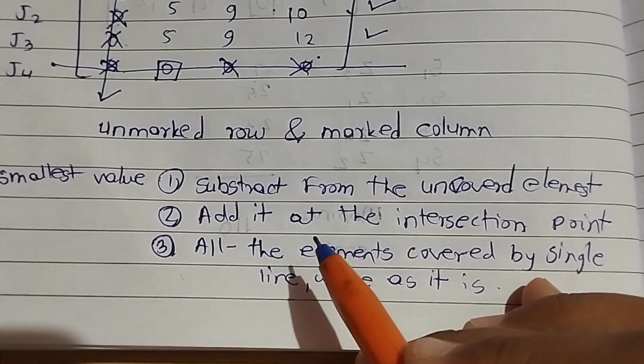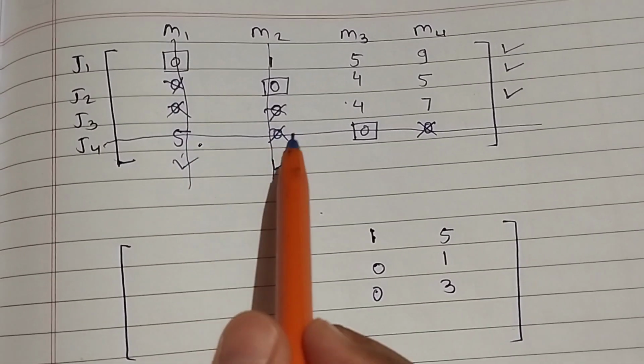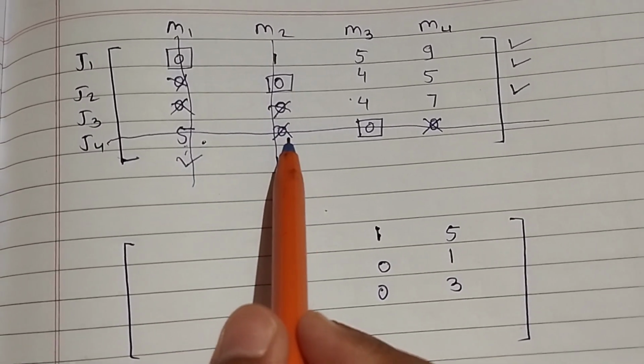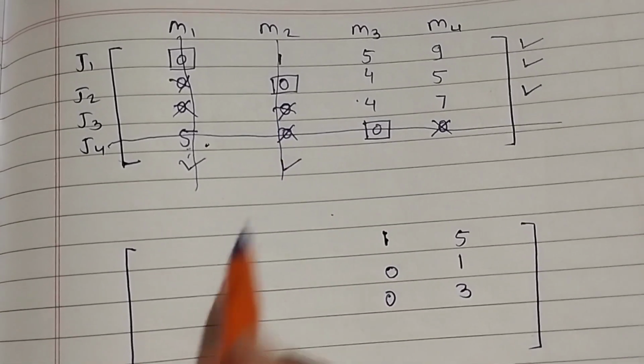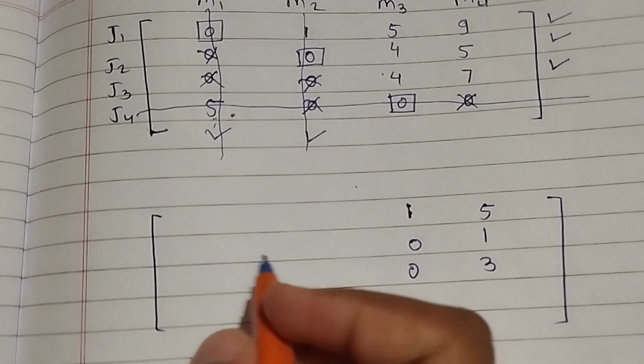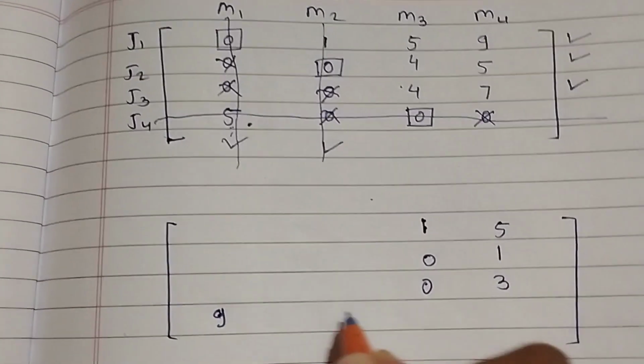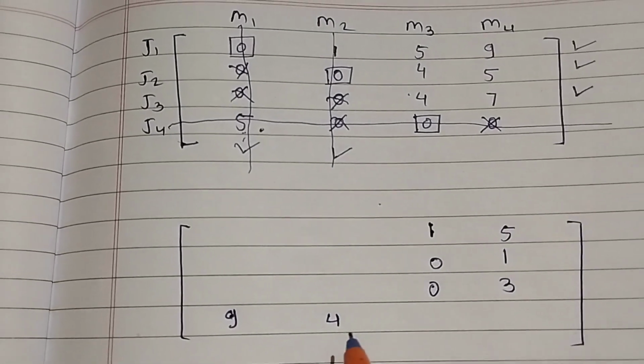Now the second step: add it at the intersection points. So 5 and 0 are the intersection points in the matrix. Add the smallest value, 4, to 5 and 0. So 5 plus 4 is 9, and 0 plus 4 is 4.